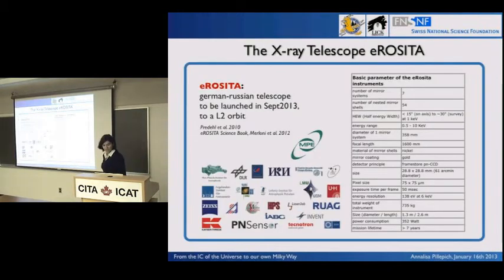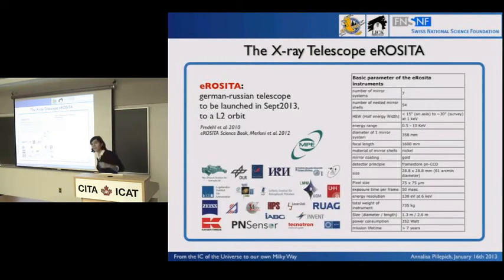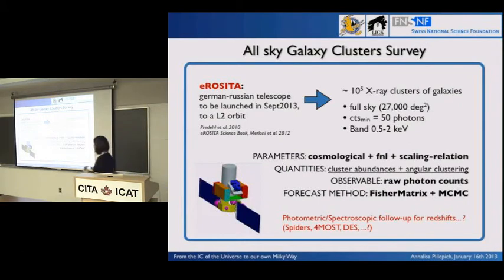I did the same game working on eROSITA. So eROSITA, I don't know if anybody is familiar with it. It's a German-Russian telescope. It's going to be launched in 2014. And it will go to a two orbit, and we calculated that above a detection limit of 50 photons per cluster, with the full sky survey, we will detect something like 10 to the 5 X-ray clusters of galaxies above 5 times 10 to the 13 solar masses. Okay, this is the soft X-ray band.